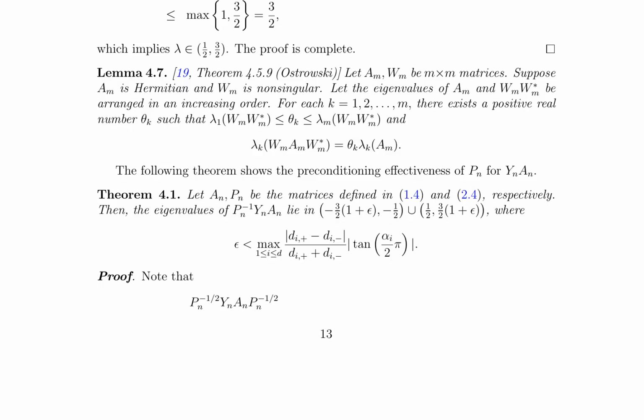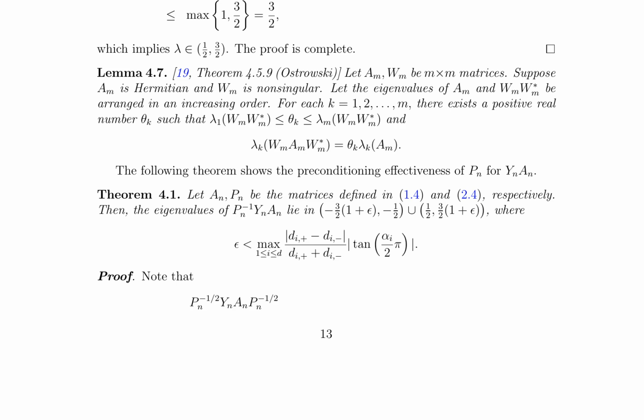Consequently, the residuals generated by MINRES for the preconditioned system satisfy ||r_k||_2 / ||r_0||_2 ≤ 2ω^k, with ω = sqrt((2+3ε)/(4+3ε)) in [1/2, 1).